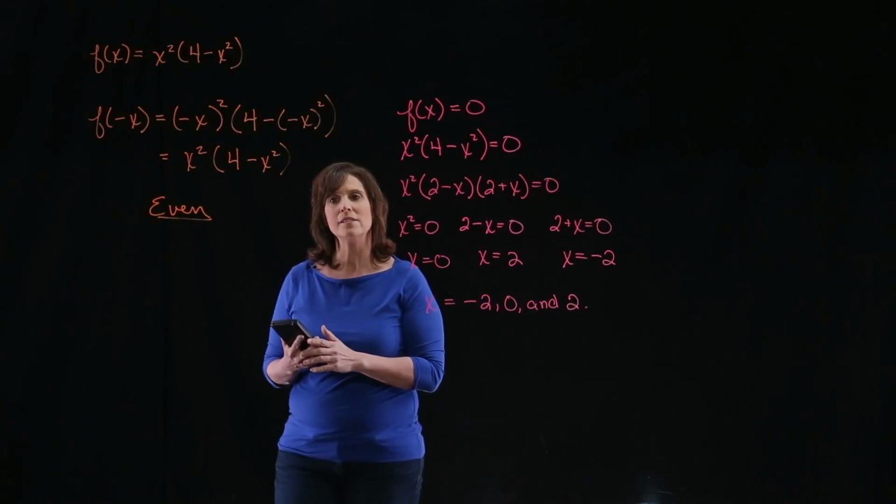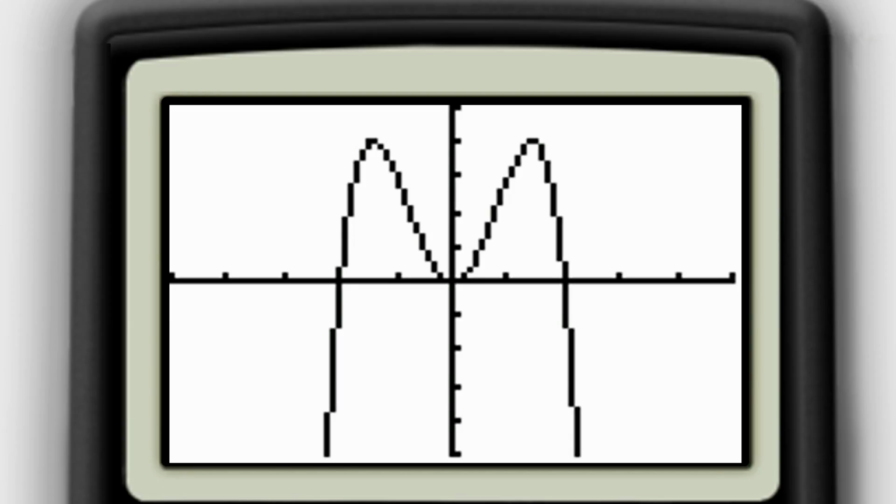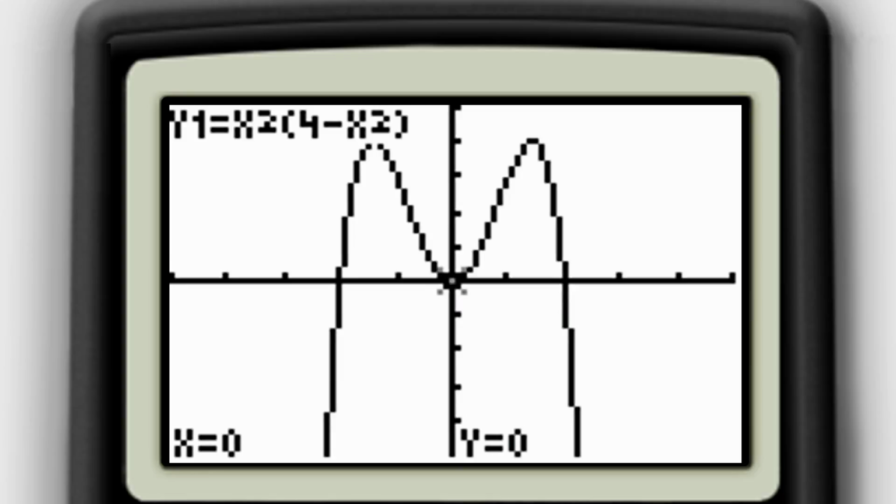And I also notice that this function crosses the x-axis in 3 locations. It crosses exactly at negative 2, 0, and positive 2. Exactly what I found when I found the zeros of my function.